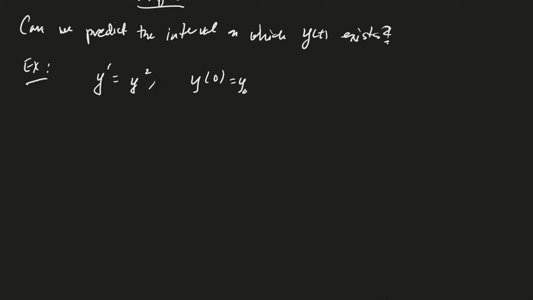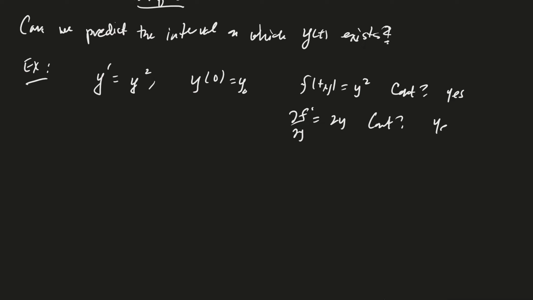Okay, and let's solve this differential equation. First of all, f of t, y is equal to y squared. Is that function continuous? Oh yes, that's a nice continuous function. It's continuous everywhere. Partial f partial y is equal to 2y. Is that continuous? Yep, it's a nice continuous function. And so there's no issues so far with the existence and uniqueness theorem. If I solve this differential equation, I just get y to the minus 2 here.